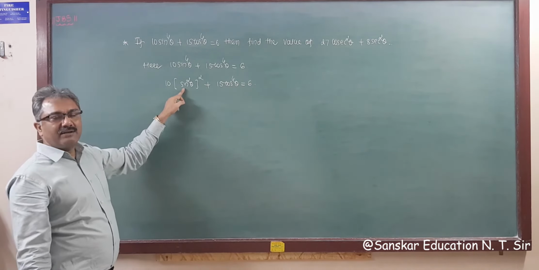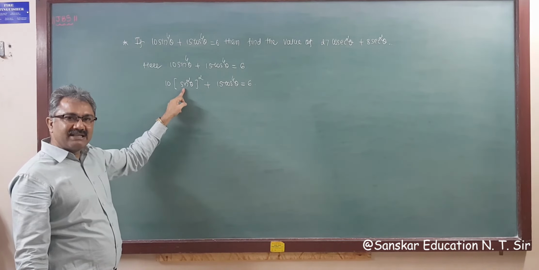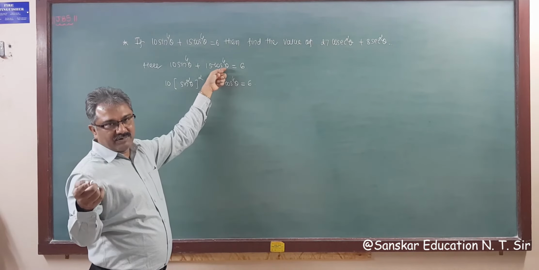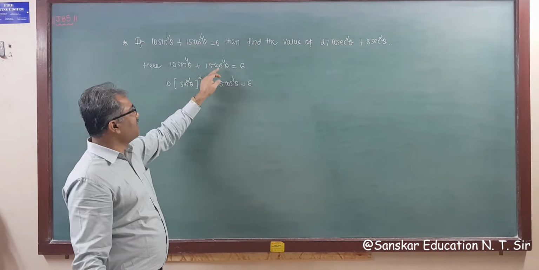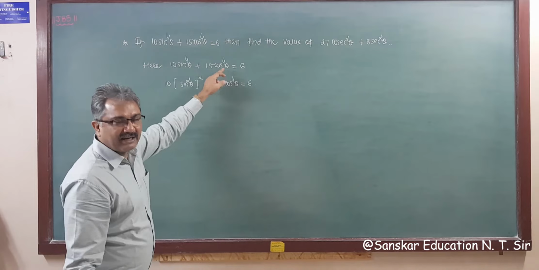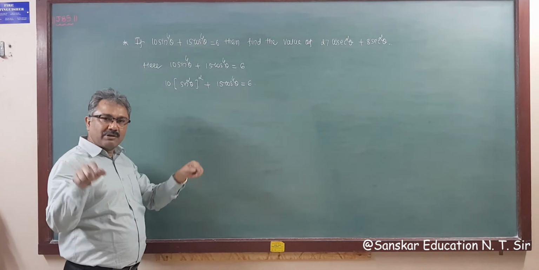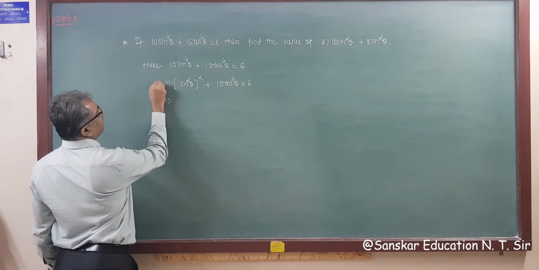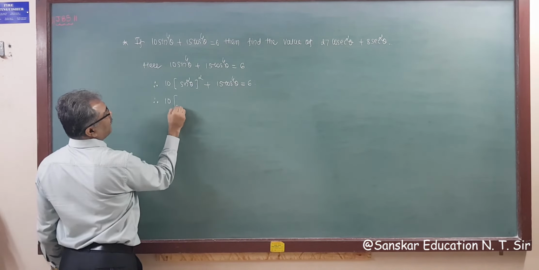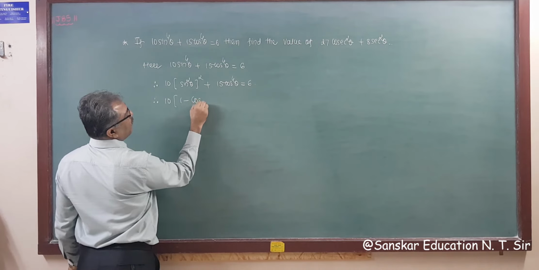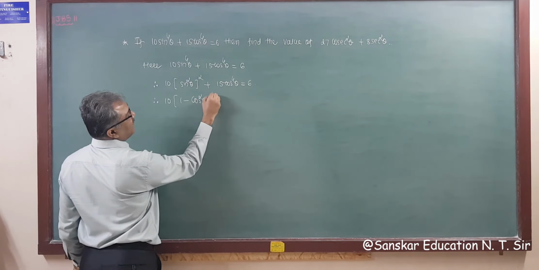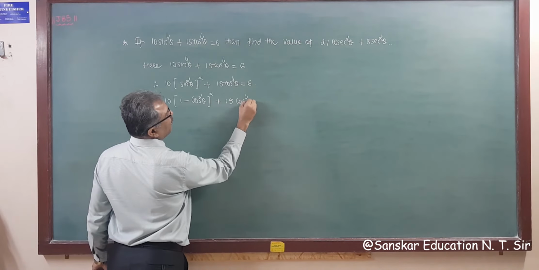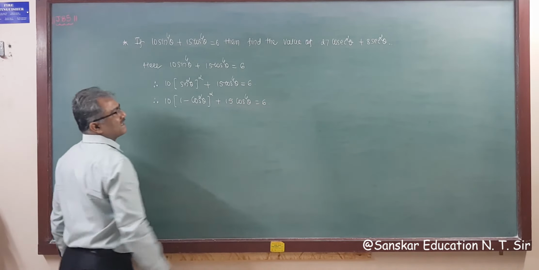Now we decided to change sin into cos. So sin square theta is 1 minus cos square theta. If you want to change cos into sin instead, you can try it yourself at home, get all terms in sin and then solve the equation. So this is 10 times 1 minus cos square theta whole square plus 15 cos raised to 4 theta is equal to 6.